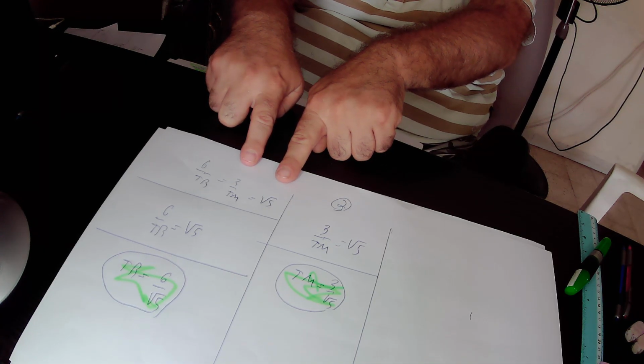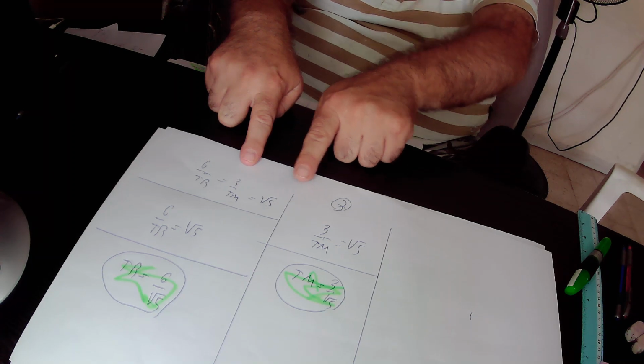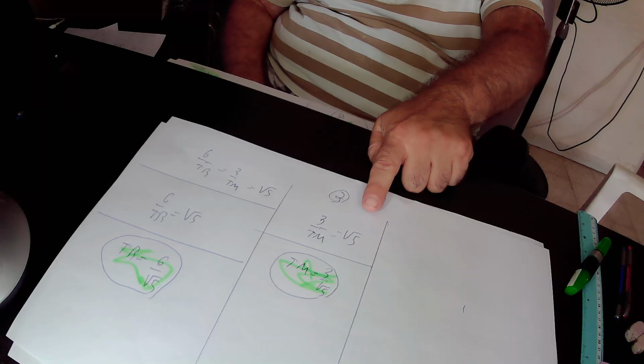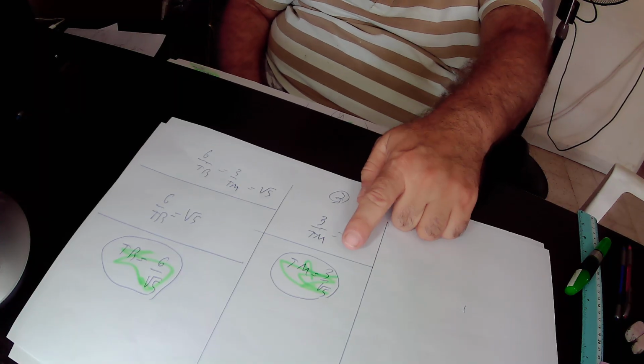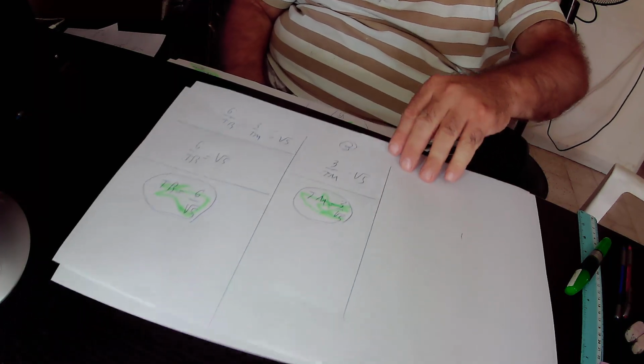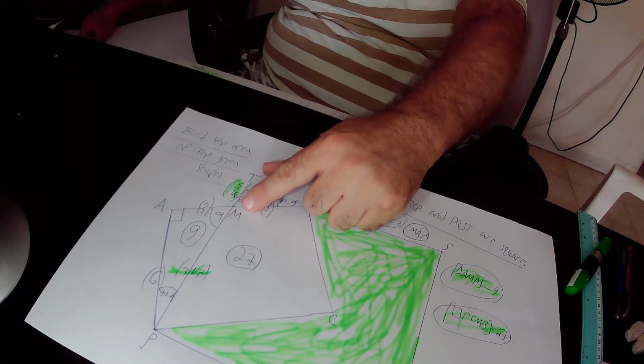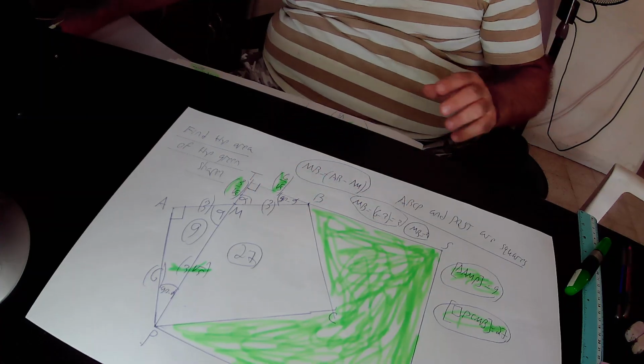According to the second equation, 3 over TM equals the square root of 5. Here we multiply this equation by TM, and then we divide it by square root of 5, and finally found that TM equals 3 over square root of 5 units. This is side TM, which equals 3 over square root of 5 units.